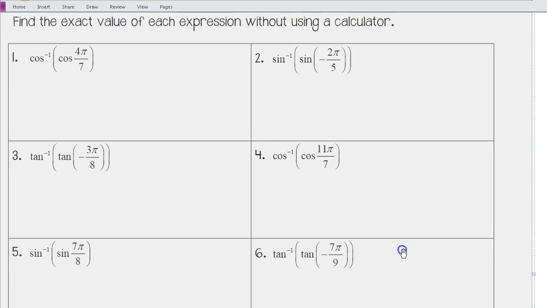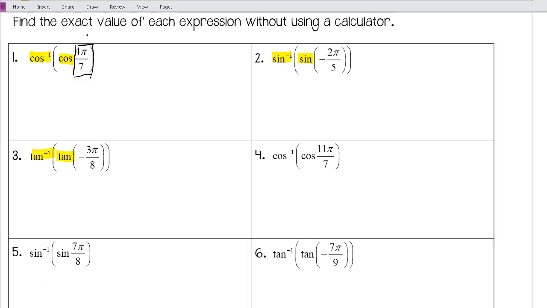So inverse functions, normally they're just going to undo each other. For these first couple examples, we've got the cosine inverse of the cosine, the sine inverse of the sine, and the tangent inverse of the tangent. With a quick check, we can make sure that these are going to work. The first thing that we need to do is look at the angle and make sure that it's in the right domain for our inverse function.